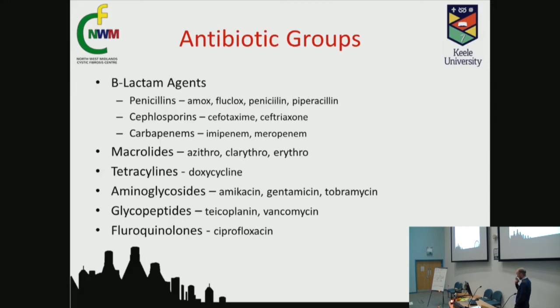less commonly used antibiotics. You can have macrolides, so azithromycin, clarithromycin, erythromycin are all macrolides. There are tetracyclines, a good example is tetracycline itself or doxycycline. We have the aminoglycosides, the glycopeptides such as vancomycin and teicoplanin, and then the fluoroquinolones such as ciprofloxacin. So it seems a load of different antibiotics, but actually you can group them according to how they work, and it tends to make the differentiation or grouping them much more straightforward.